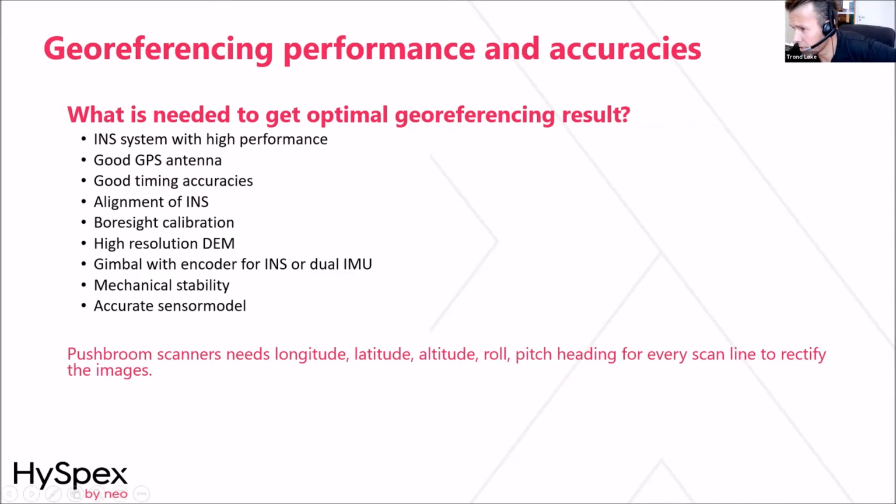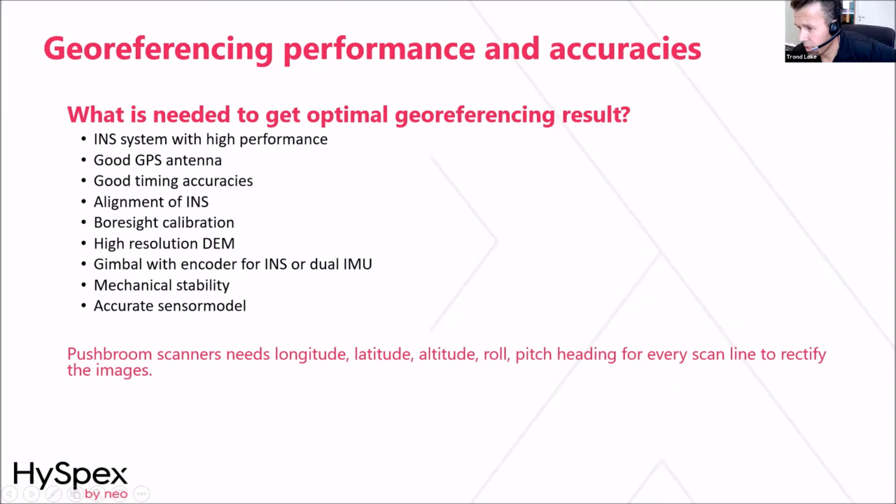So you need a good INS, a good GPS antenna, dual frequency with L-band if you need the online correction, timing accuracy, and alignment. For airborne, you fly an 8. For UAV or copter solutions, you fly straight and fast and stop fast. You need a very good boresight calibration and a high resolution elevation model, or an elevation model similar in resolution to your pixel size. Or if it's very flat in that area, you could live with a worse resolution elevation model.